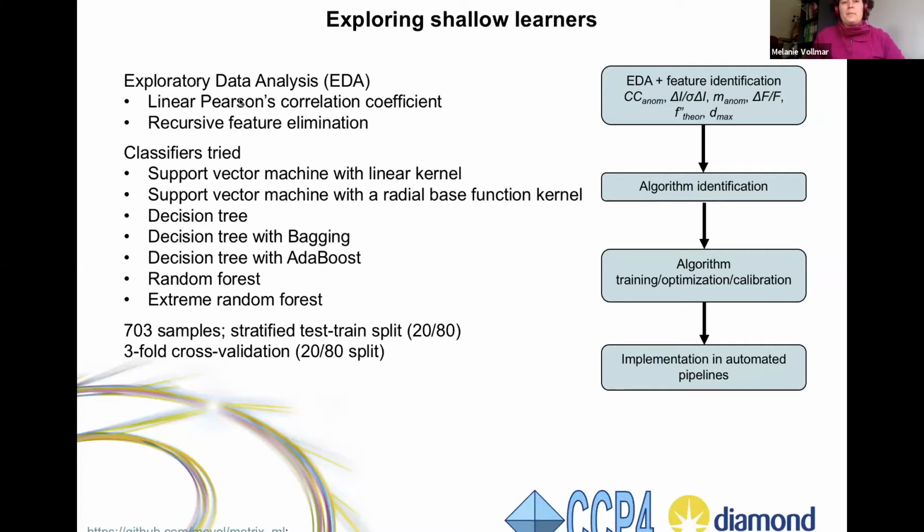I did some exploratory data analysis to find out features that are of interest, ran an initial round of training for classification. So will I be able to solve this data set using experimental phasing or not? That was the question here, to just see if that works in our environment. And I found an algorithm using those features, optimized the algorithm, and then there was the implementation in Diamond's automated beamlines.